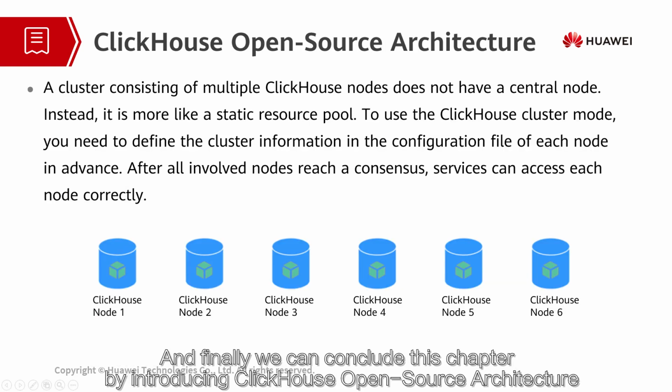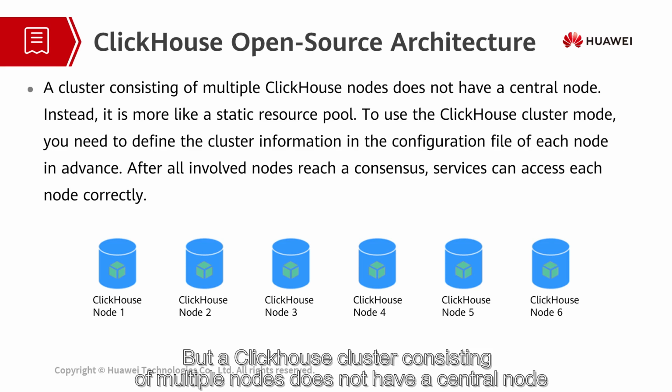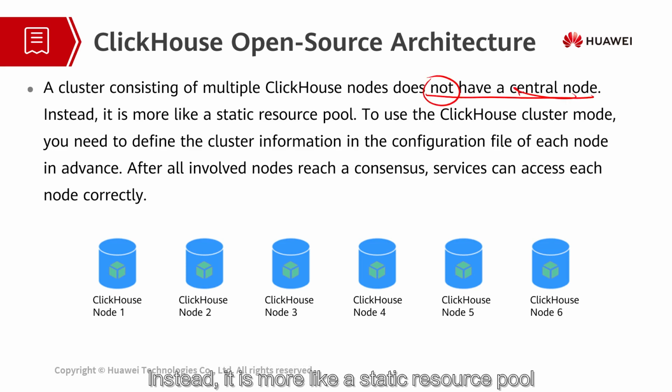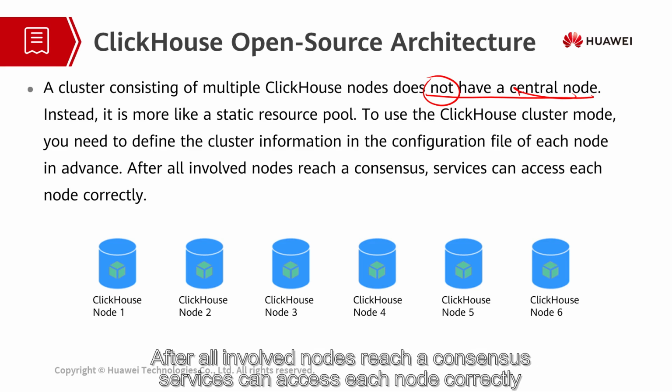And finally, we can conclude this chapter by introducing ClickHouse open source architecture. Like all distributed systems, ClickHouse can be built up based on a large cluster of servers. But a ClickHouse cluster consisting of multiple nodes does not have a center node. Instead, it is more like a static resource pool. To use the ClickHouse cluster mode, you need to define the cluster information in the configuration file of each node in advance. After all involved nodes reach a consensus, services can access each node correctly.